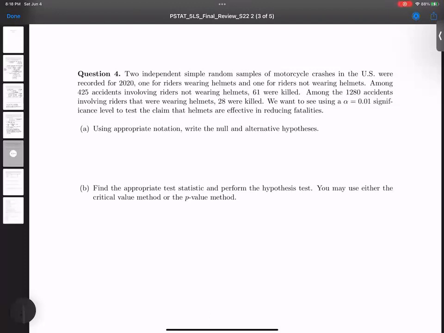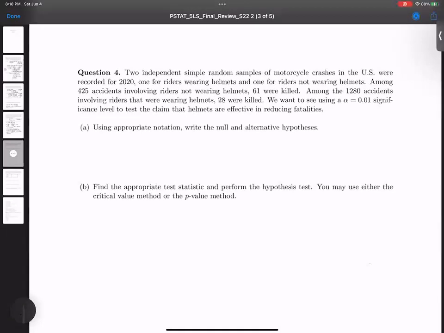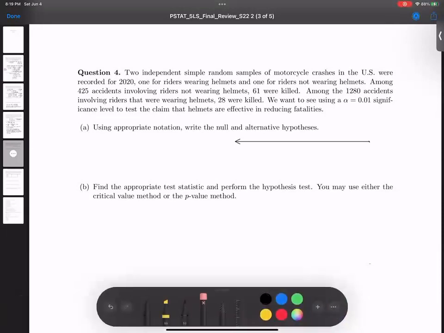So using appropriate notation, we need to write the null and alternative hypotheses. So let's define what our populations are, or what P1 and P2 are, so that we actually write down the hypotheses correctly.